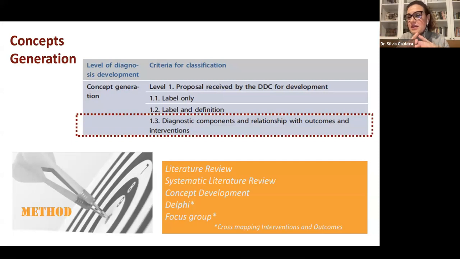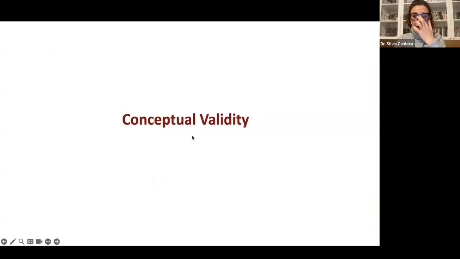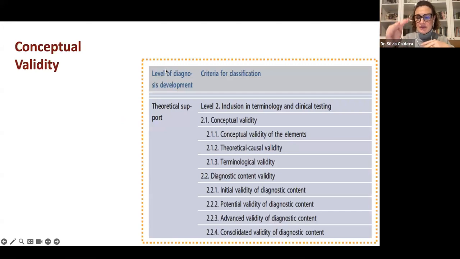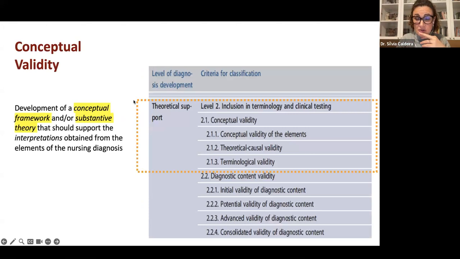So these are the different research methods that you can use when you think of a nursing diagnosis in this stage of development. Let's move on to the second stage of the whole framework, which is conceptual validity. In conceptual validity, you have two main blocks, 2.1 and 2.2, and let's check the meaning of each one. The 2.1 is related to a conceptual framework or substantive theory that should support interpretations obtained from the elements of the nursing diagnosis.